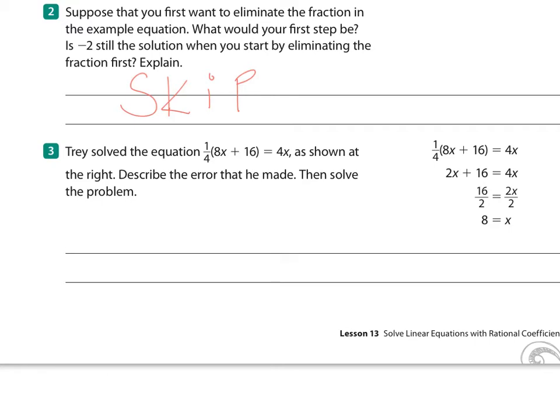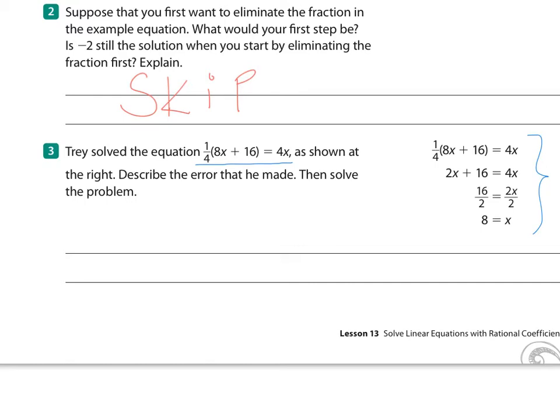So Trey solves this equation right here, and somewhere along the way, our friend Trey has made a mistake. Figure out his error. So if you want to, guys, pause the video, see if you can figure it out. Here's all of Trey's work over here. Figure out where he went wrong. He actually did a couple things wrong, but let's talk about the first error that he made, and then let's solve it right. So pause that, come back, and then we'll do both.